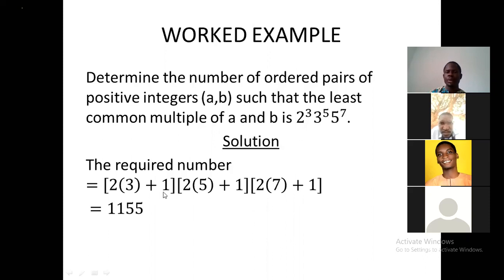All we need to do is to apply a formula. The formula simply says 2 times the power plus 1 times 2 times another power plus 1, and we keep going until we exhaust all the powers present. The powers we have are 3, 5, and 7. So we have 2 times 3 plus 1 times 2 times 5 plus 1 times 2 times 7 plus 1. And this is 7 times 11 times 15. If you simplify that, you're going to have 1,155.